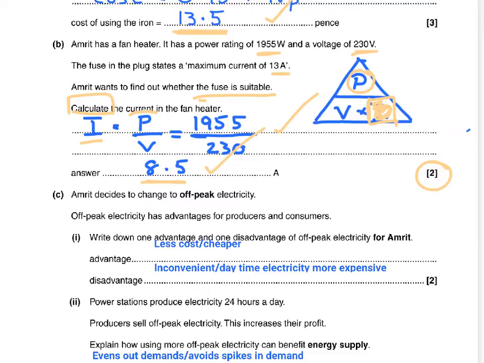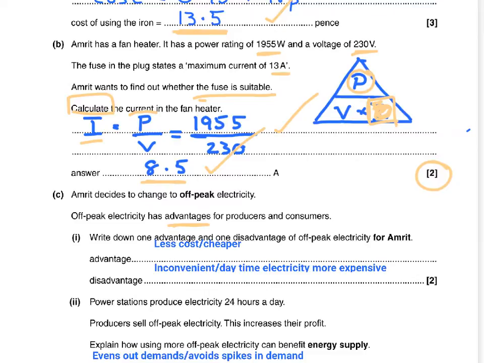Part C, Amrit decides to change to off-peak electricity. Off-peak electricity has advantages for producers and consumers. So, part 1, write down one advantage and one disadvantage of off-peak electricity for Amrit. So we're talking about the consumer.